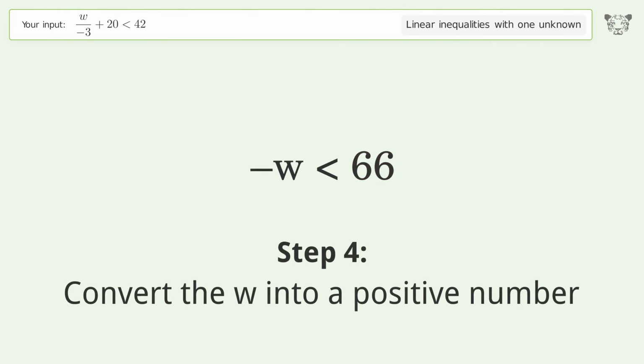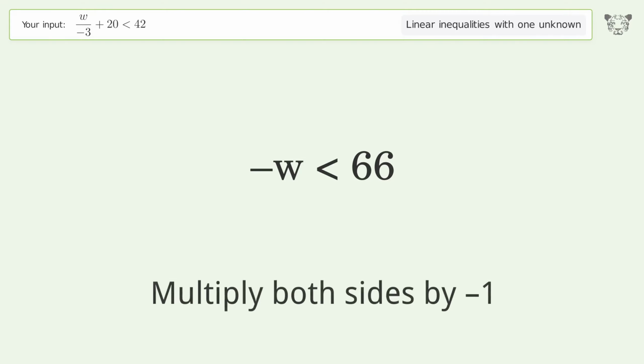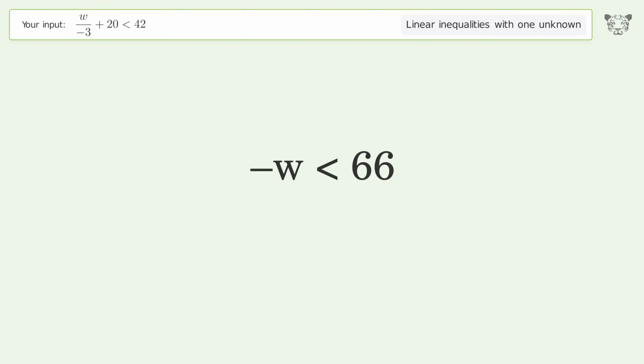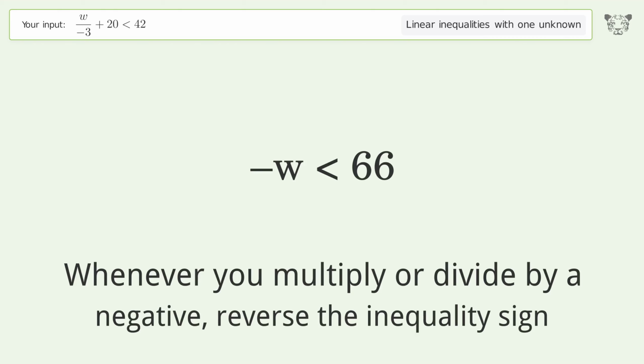Convert the w into a positive number. Multiply both sides by -1. Whenever you multiply or divide by a negative, reverse the inequality sign.